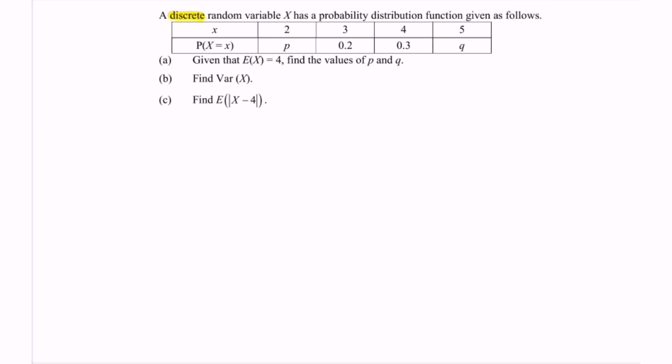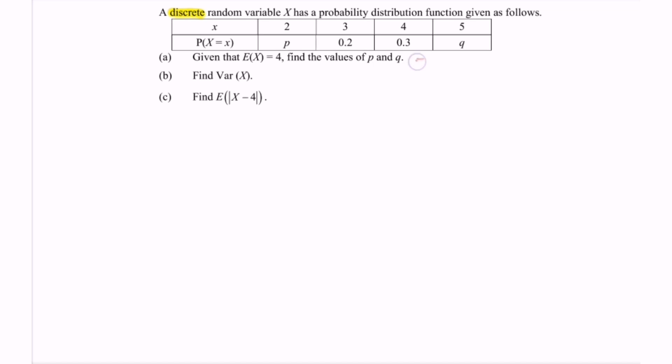Here we have the table with the random variable 2, 3, 4 and 5, and with the probability we have p, 0.2, 0.3 and q respectively. For part A, given that we have the mean or the expected value, E(X), which is equal to 4. As we can see here, the summation of x multiplied with the probability is equal to 4. That is the formula for expected value, or we can say the mean.